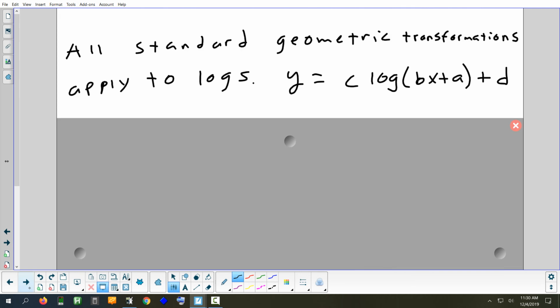Okay. So all the transformations that we've studied all year still apply to logs. The A, the B, the C, and the D. I don't want to spend a super long time on them because we've done these a bunch. But can someone remind me what the A would do?